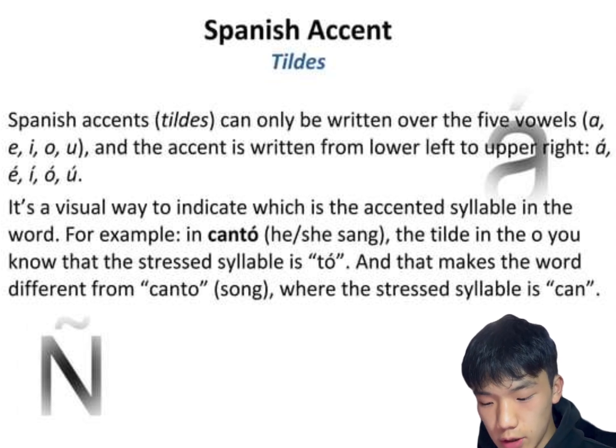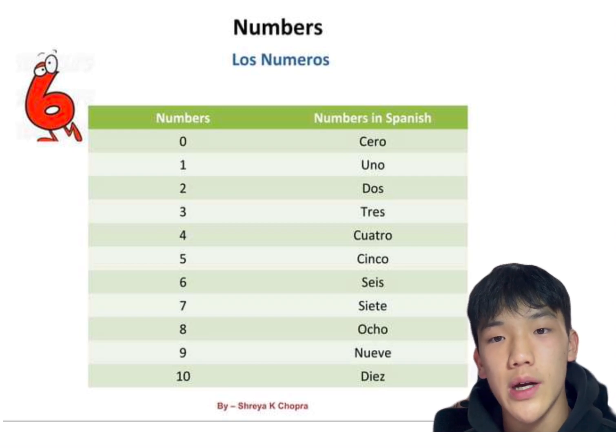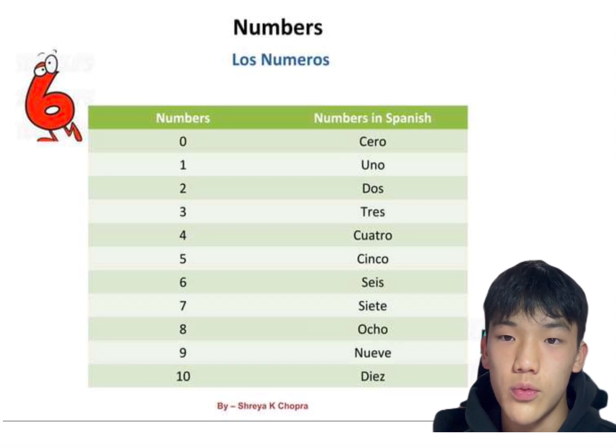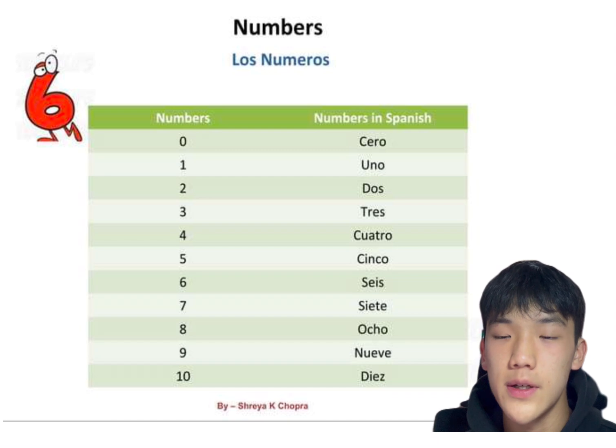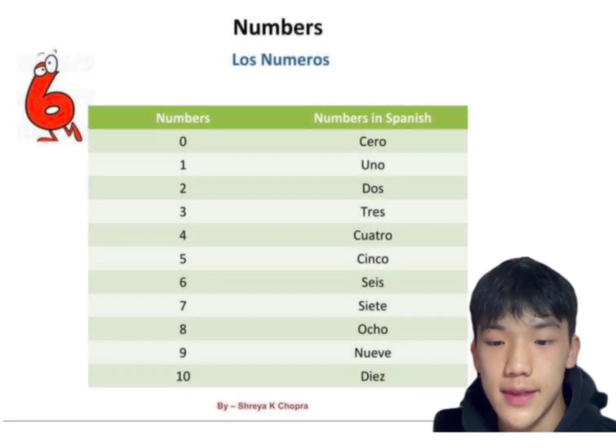Now let's take a look at the numbers. In Spanish, as you can see here, we have a table for 0 to 10 and the numbers in Spanish that correlate to that. 0 is cero, 1 uno, 2 dos, 3 tres, 4 cuatro, 5 cinco, 6 seis, 7 siete, 8 ocho, 9 nueve, and 10 diez.